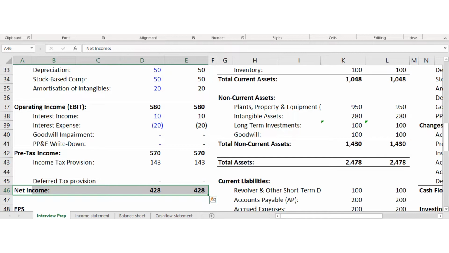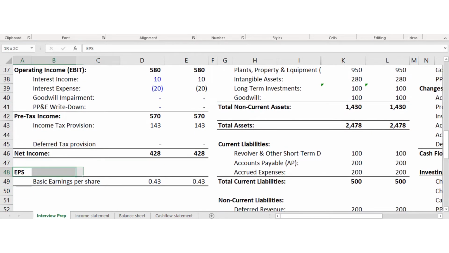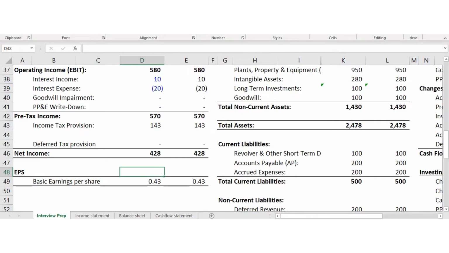Now, that's typically usually it. For the purpose of companies which have shares, you then have to calculate the EPS, which stands for earnings per share. Now, earnings per share is a very simple calculation. It's simply your net income divided by how many shares are outstanding. And essentially, it's a gauge. It gives investors an understanding of how much earnings they can get per share.